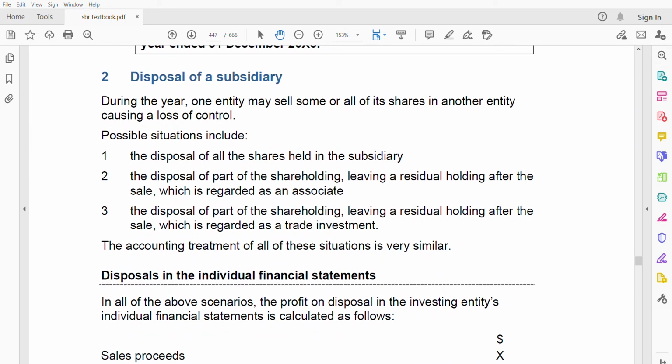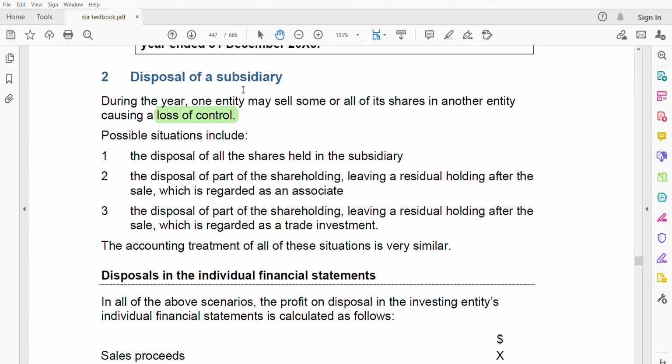Now, let us go to the disposal of a subsidiary. So that was about acquisition. During the year, one entity may sell some. Okay, so disposal means it could be entire disposal, completely they are selling 100%, or partially they are selling 50%, 30%, like that. It could sometimes lead to loss of control, sometimes not. What does it mean?